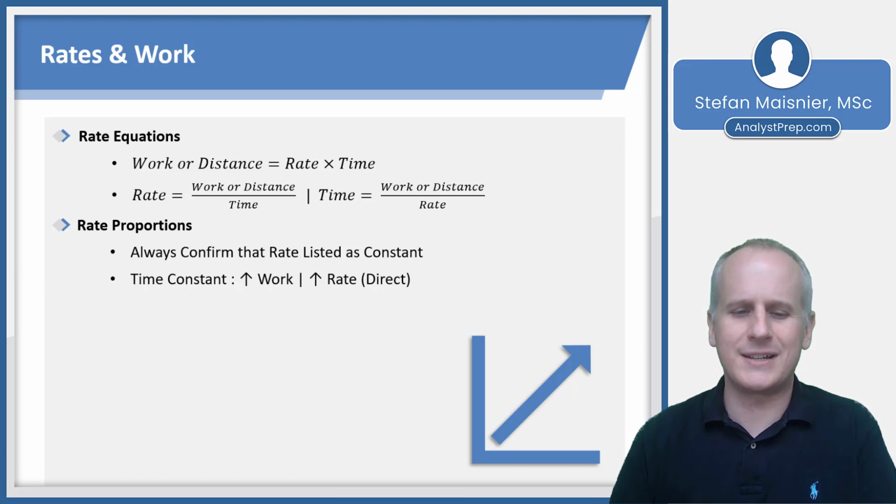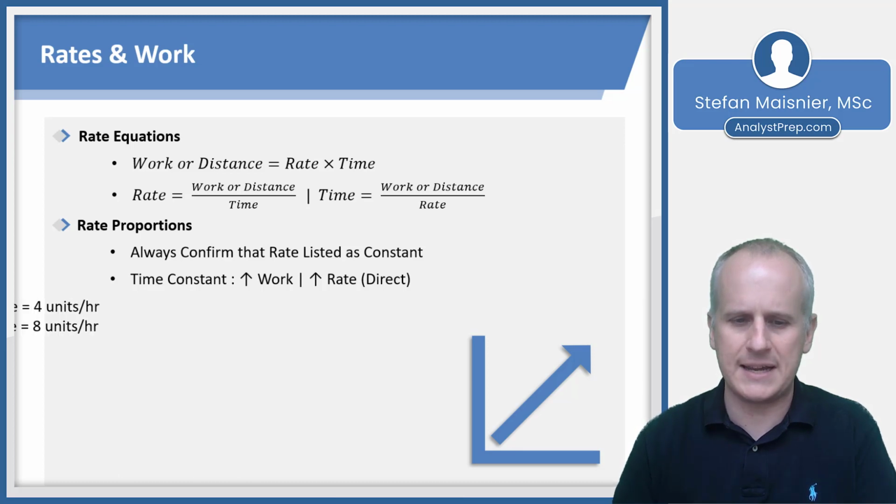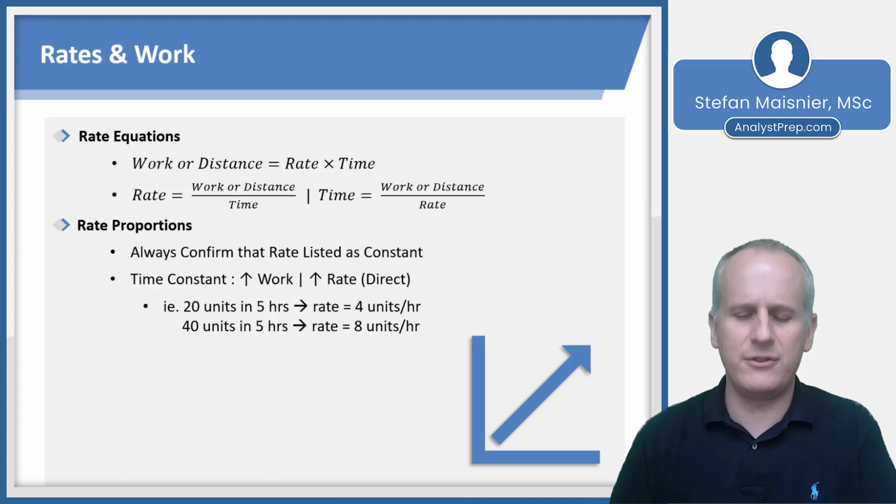Now, if your time is constant, you know that your work and rate are directly proportional. So if you increase the amount of work that you do, you increase the rate at which you do it, if the time remains the same. For instance, if you complete 20 units of work in 5 hours, your rate is 4 units per hour. But if you keep the same 5 hour time and increase the number of units from 20 to 40, your rate will double to 8 units per hour.